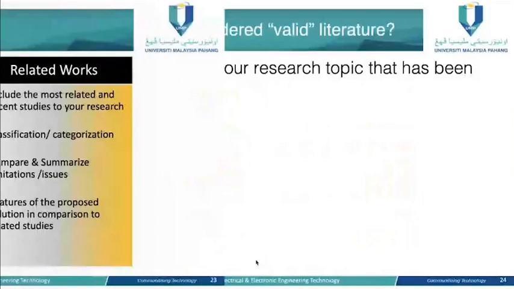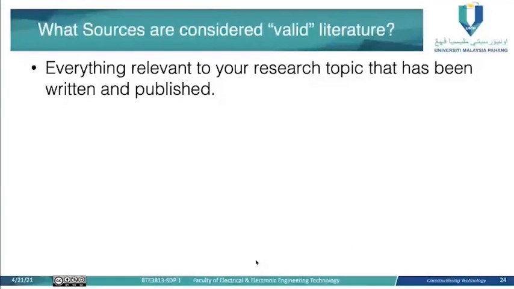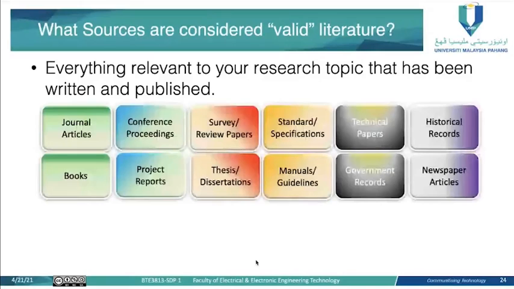So what sources are considered valid for literature here? When we say literature review, I don't want you to go to YouTube to copy a link and put it as a reference. Don't go to Wikipedia to make it a reference. Don't go to a blog or some forum on the internet and copy information from them as a reference. No, your reference must be a valid reference. A valid reference means it should be a journal article, conference proceeding, survey paper, standard, technical paper, historical record, book, project report, thesis, dissertation, manual guideline, government record, or newspaper article.